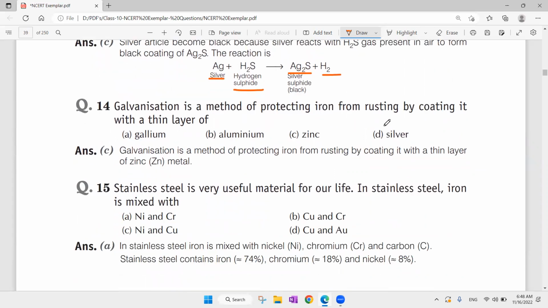Galvanization is a method of protecting iron from rusting by coating it with a thin layer of zinc. This is also a very straight question.